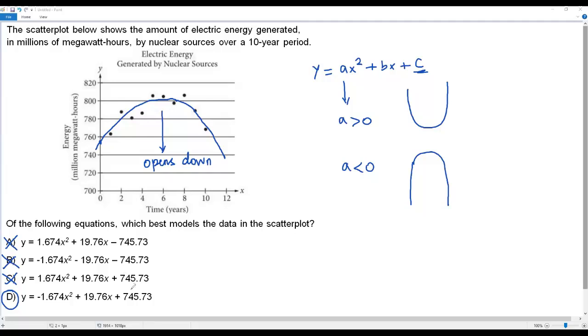So the correct answer choice for this question is option D, because the coefficient of x squared is negative, so the parabola opens down, and also the y-intercept is positive. So in our graph, the parabola intersects the y-axis at a positive value between 740 and 760.